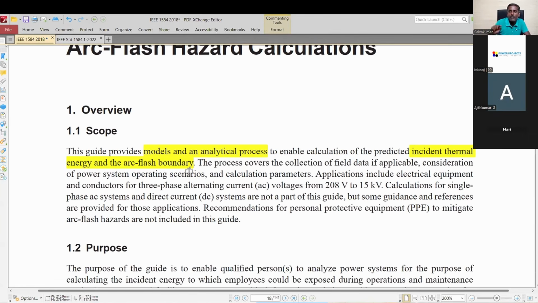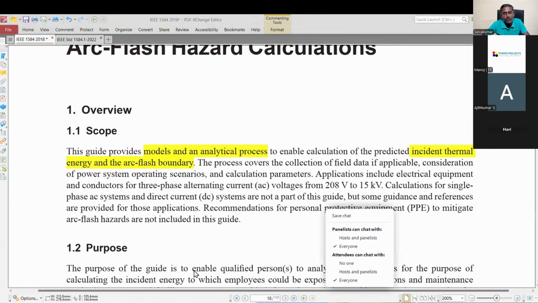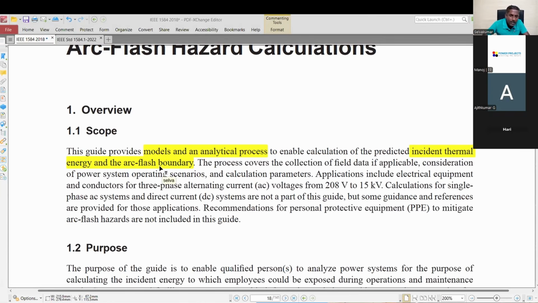Recommending personal protective equipment, PPE, is not part of IEEE 1584. For that, you have to go for NFPA 70E. If that is clear, just put CC in chat. IEEE 1584 gives you only the model and analytical process to find out the incident energy, IE, and arc flash boundary, AFB. It is not recommending PPE. In order to identify the PPE, you have to go for NFPA 70E. If that's clear, just put CC in chat. Yeah, thank you, Soumya, for putting full length crystal clear.